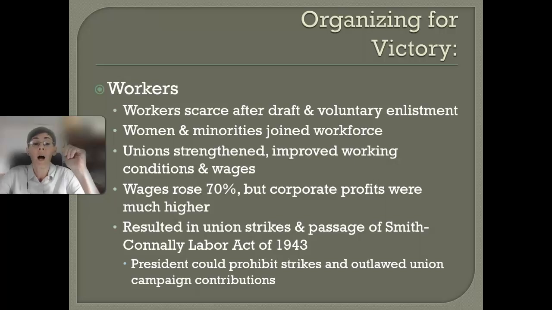They did very well. This resulted in some union strikes, and you have the passage of the Smith-Connally Labor Act of 1943 that granted the president dramatic powers to fight these strikes. So the president could stop strikes in their tracks. It could forbid them, and also outlawed union campaign contributions. The Smith-Connally Labor Act gave the president unprecedented powers to deal with some of the union issues that were coming about, such as the strikes.